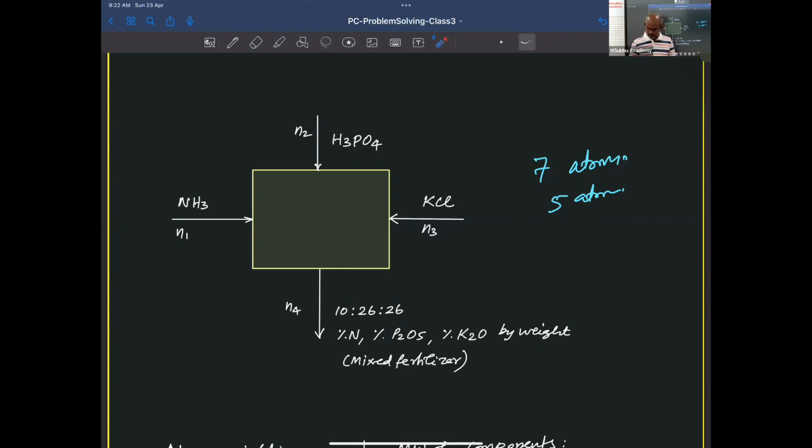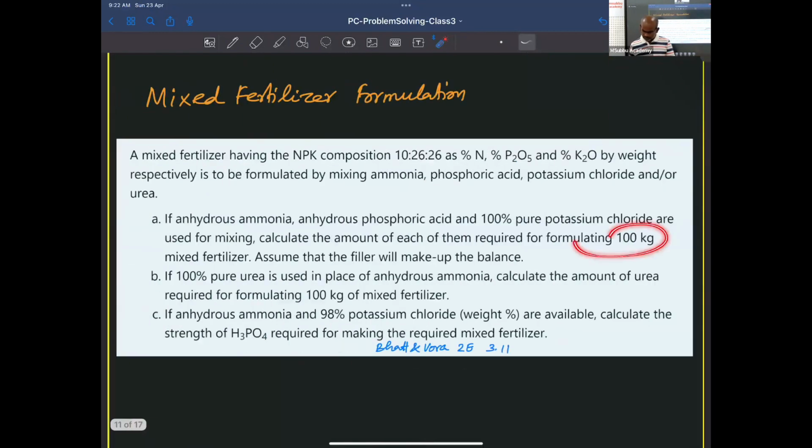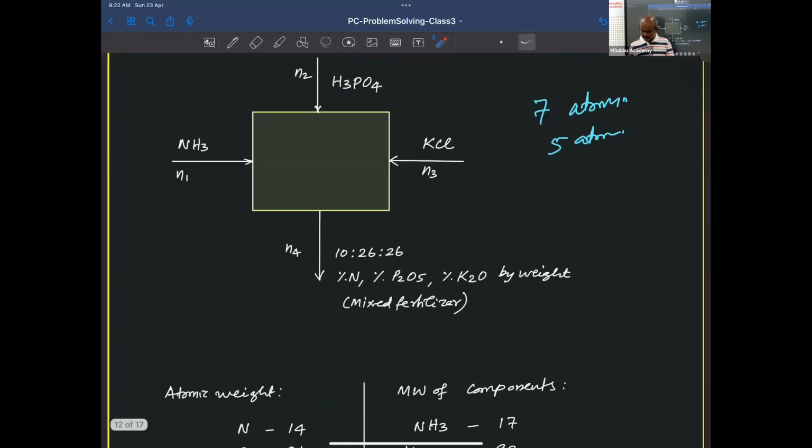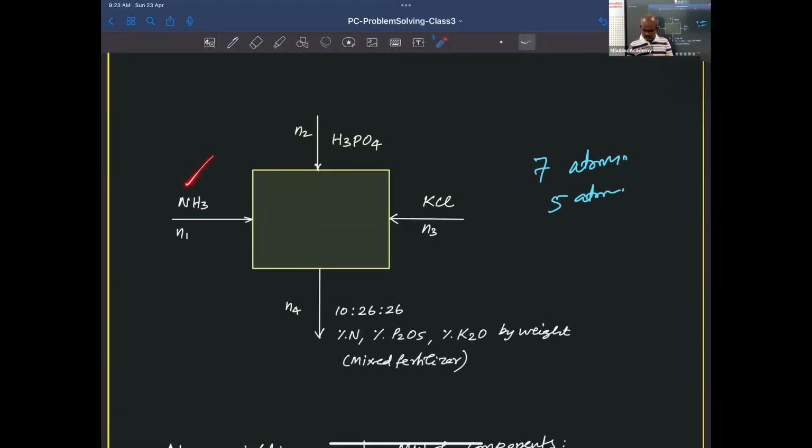We need to get N1, N2, and N3 because these are all pure components, and we have the mass of N4, how much mass is to be prepared, that is 100 kg of mixed fertilizer. So we can simply write these balances on N, P, and K: how much N is entering with N1, how much P entering with N2, and how much K entering with N3.